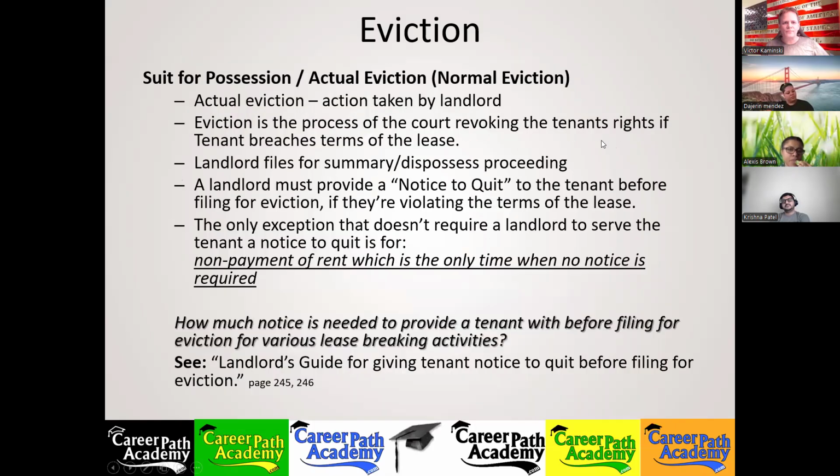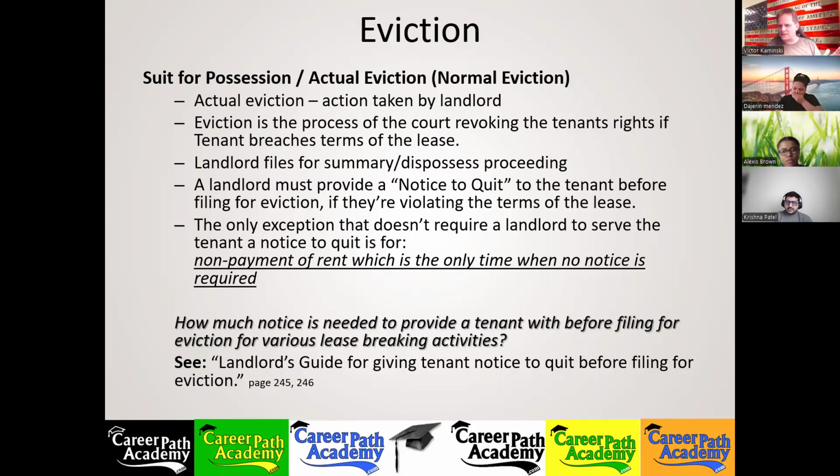Now, suit for possession or actual eviction, that's the normal form of eviction. Actual eviction is an action taken by the landlord. Eviction is the process of the court revoking the tenant's right if the tenant breaches the terms of the lease. Landlords file for what's known as a summary or dispossess proceeding to dispossess the tenant from the property, and the landlord must provide a notice to quit to the tenant before they can file for eviction.